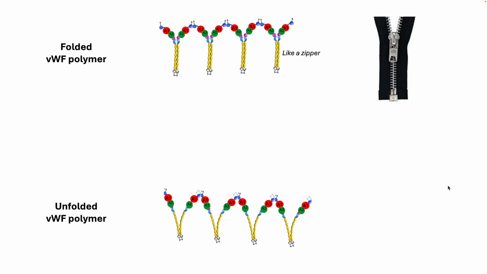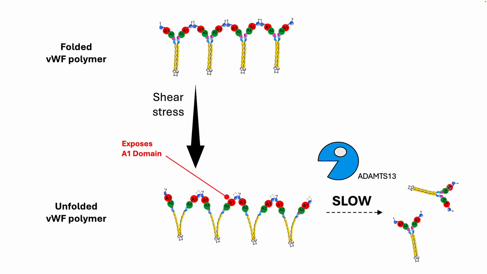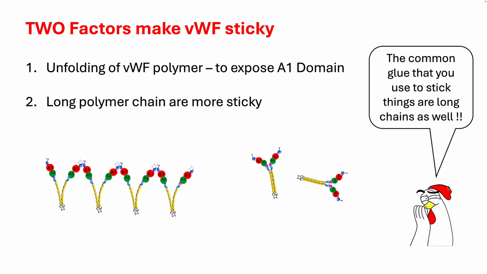Von Willebrand factor acts like a zipper. So in areas of increased shear, they unzip and they expose their A1 domain. And this domain is important because it adheres to the platelet to form the platelet plug. This also gives access to ADAMTS13, which breaks them apart into oligomers. Two factors make von Willebrand factor very sticky. First, exposing their A1 domain, and second, long polymer chains are more sticky than oligomers.